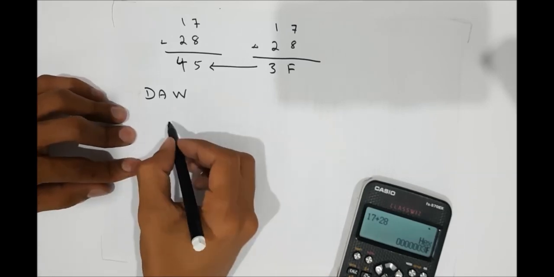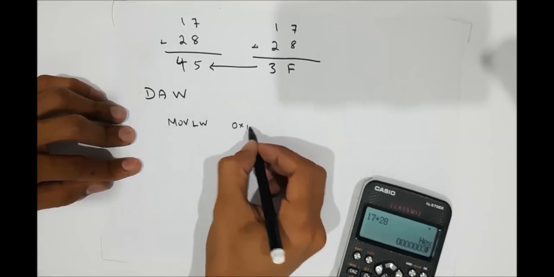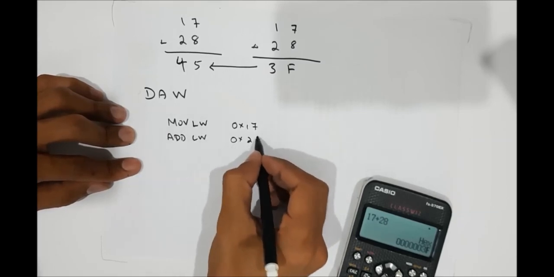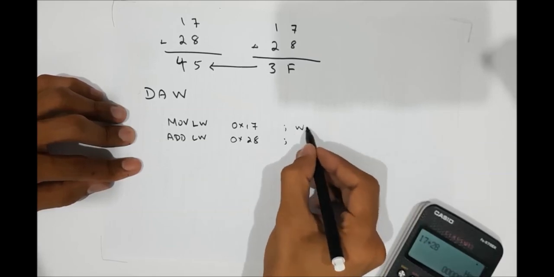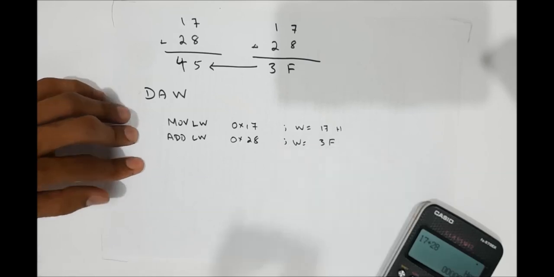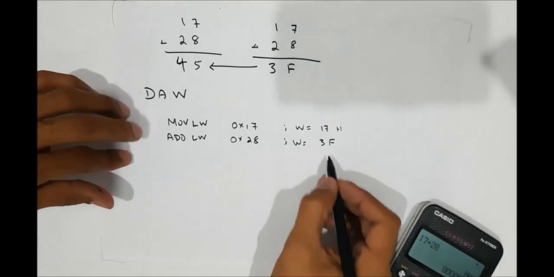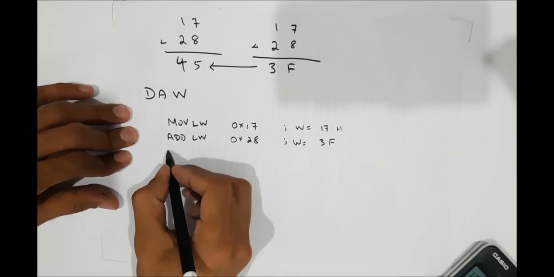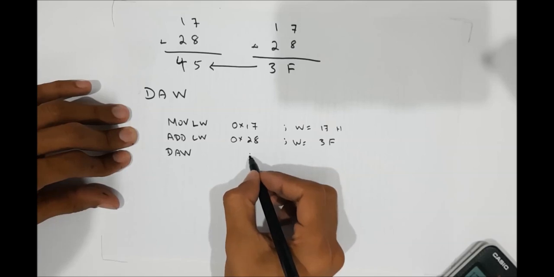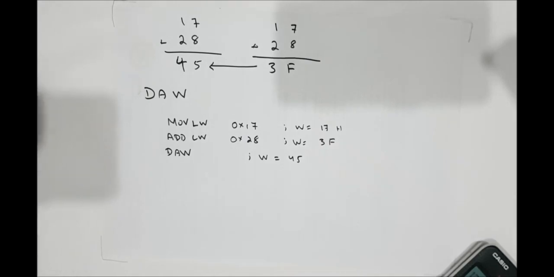Let's do an example. Move literal to W 0x17, add literal to W 0x28. Now W is equal to 3F. What we want to do is convert this 3F to 45. So what we will do is write just DAW. DAW will convert W to 45. How will it convert 3F to 45?